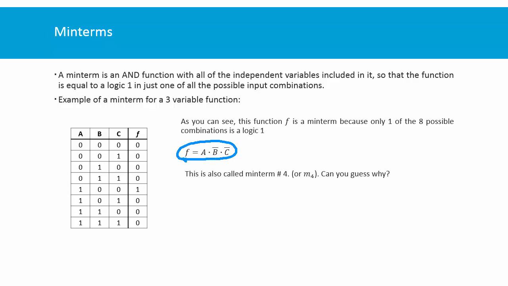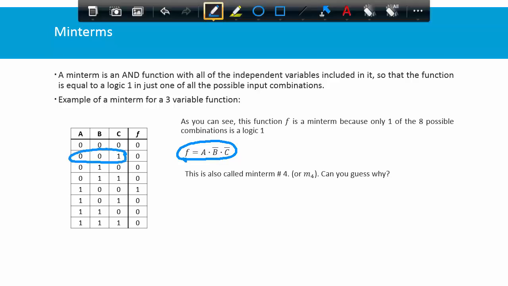You can evaluate this function in any other combination. For instance, you can try it with this one. I'm going to do it a little faster. And as you can see, in that combination, the function is going to be 0.